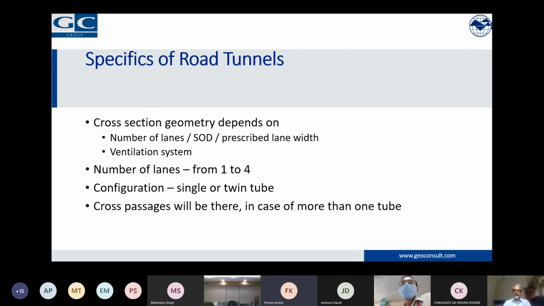So what is very specific of road tunnels is that we have a cross section where the number of lanes can range from 1 to 4. We can have single or twin tube tunnels, and especially when we have twin tube or more, we will have cross passages. The main thing is that our cross-section geometry depends on the number of lanes, the prescribed lane width, and the ventilation system to some extent. But in general, it's the number of lanes which gives us a constraint on how large our tunnel is.